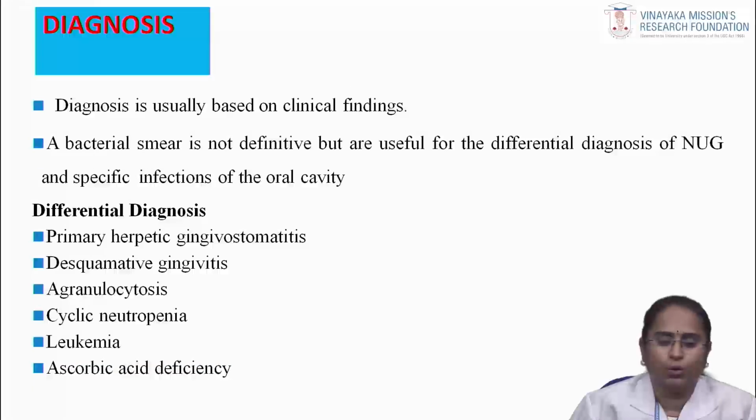And coming to the diagnosis, it should usually be based on the clinical findings. Bacterial smear is not definitive, but is useful for the differential diagnosis of necrotizing ulcerative gingivitis.